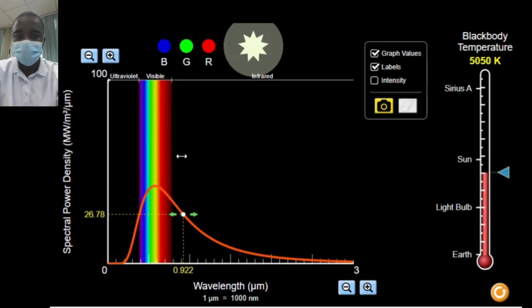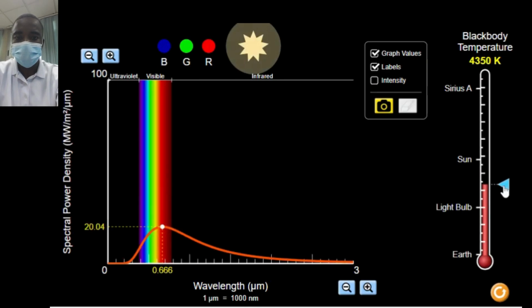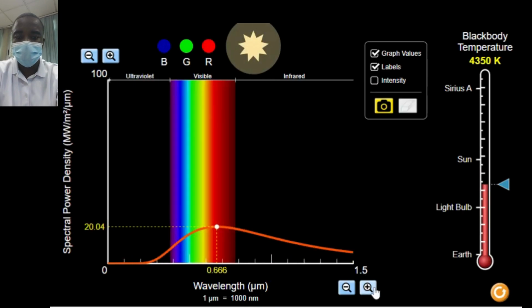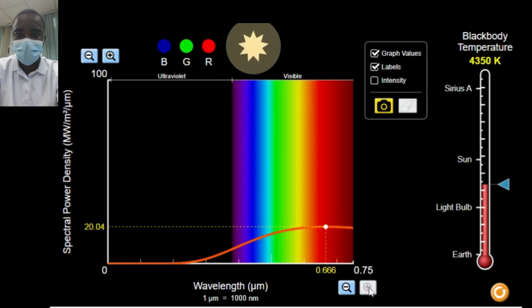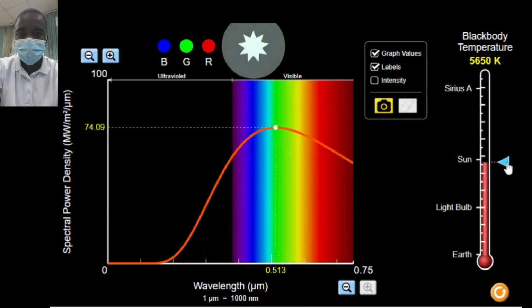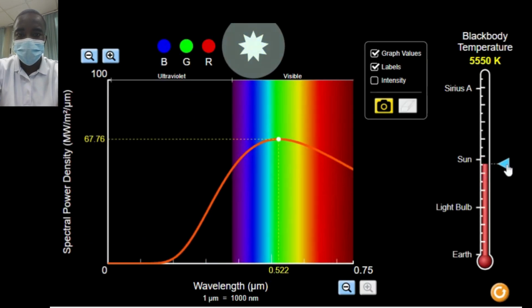The Blackbody Spectrum Simulation allows students to adjust the temperature of the blackbody and observe the resulting changes in the blackbody spectrum. As the temperature increases, the peak wavelength of the emitted radiation shifts towards shorter wavelengths, and the spectral radiance, the amount of energy emitted per unit wavelength, increases. Conversely, as the temperature decreases, the peak wavelength shifts towards longer wavelengths, and the spectral radiance decreases.